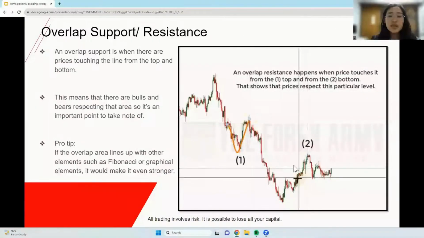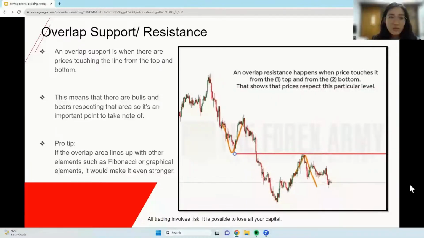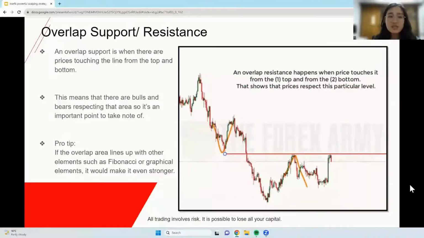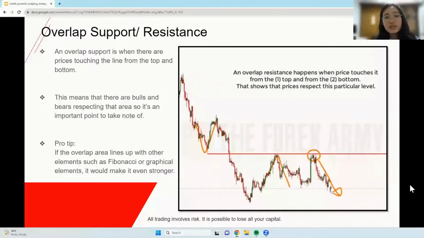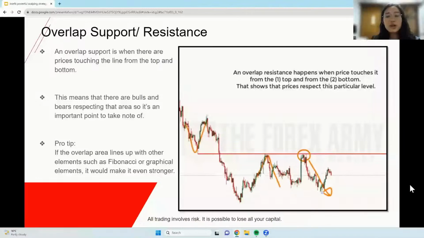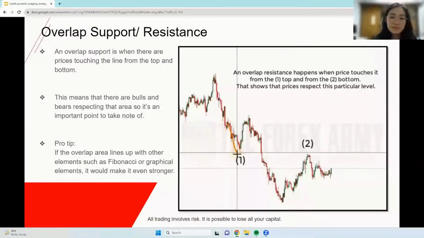If we move on to overlap. So I already briefly mentioned it earlier, but this GIF basically tells you what an overlap is. It's when there are bulls and bears that are respecting that area, which is why it's an important point to take note of. Similarly, if overlap areas line up with other elements like Fibonacci or graphical elements, then it'll make it even stronger.